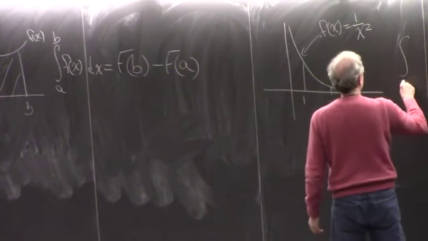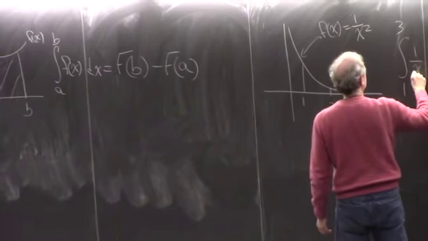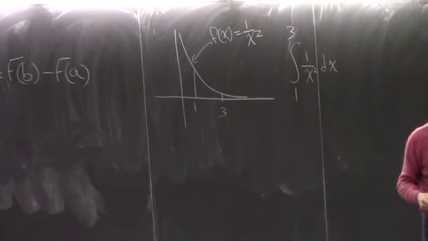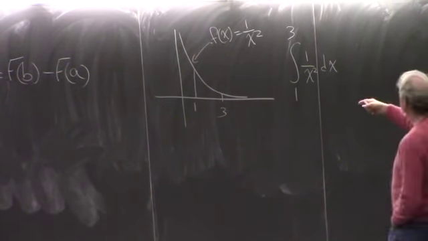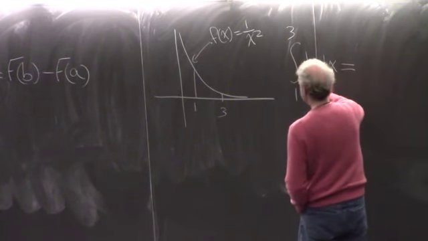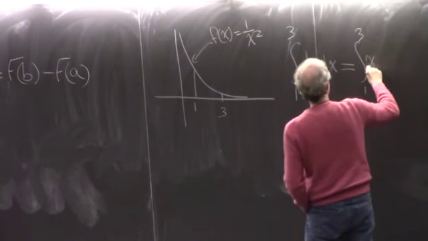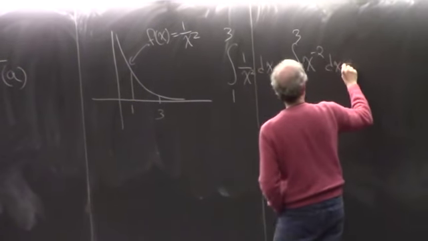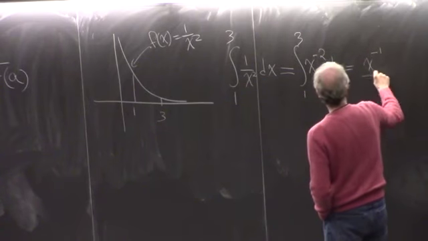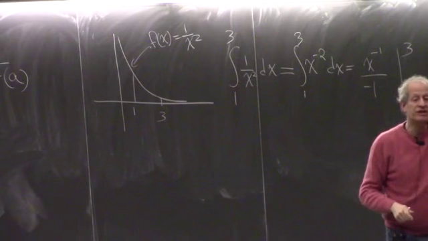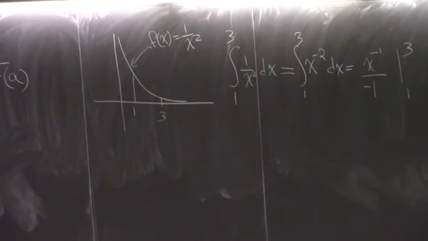Well, so that area, I now have to take the antiderivative of 1 over x squared. Well, that's the same thing as x to the minus 2, which is x to the minus 1 over minus 1. I use that little line to symbolize that I'm going to plug in 3, I'm going to plug in 1, and I'm going to subtract.